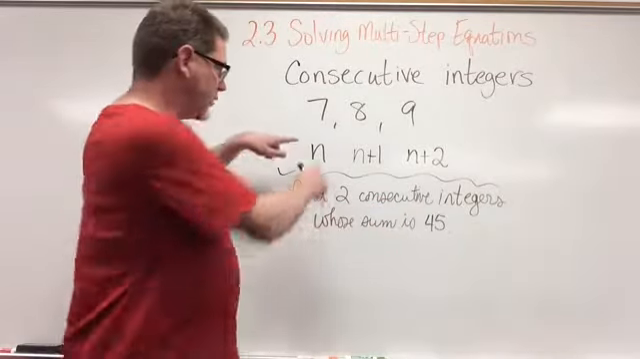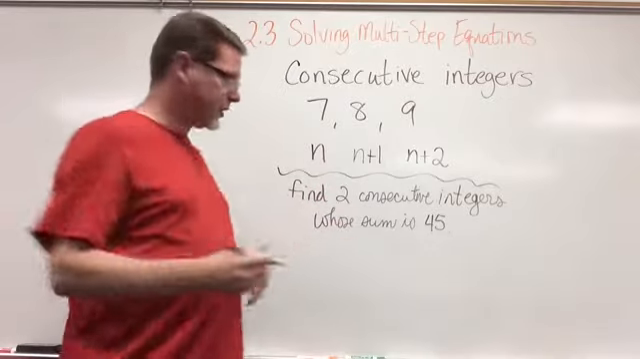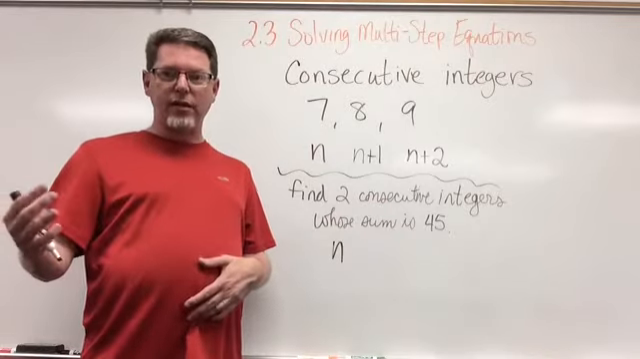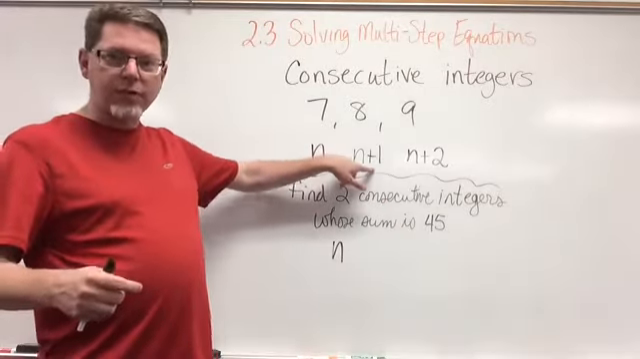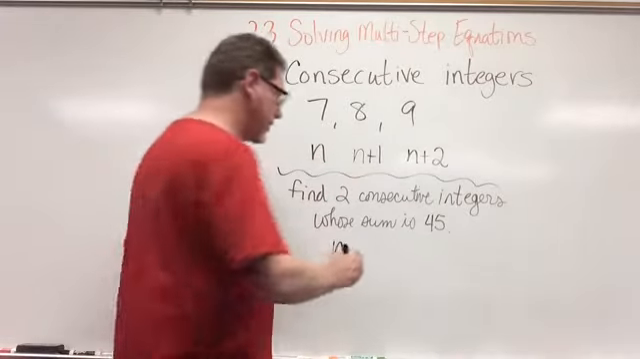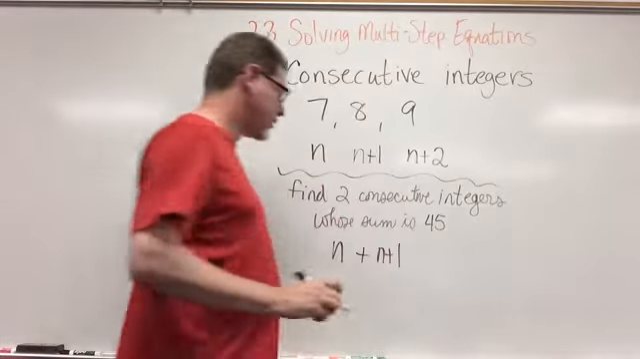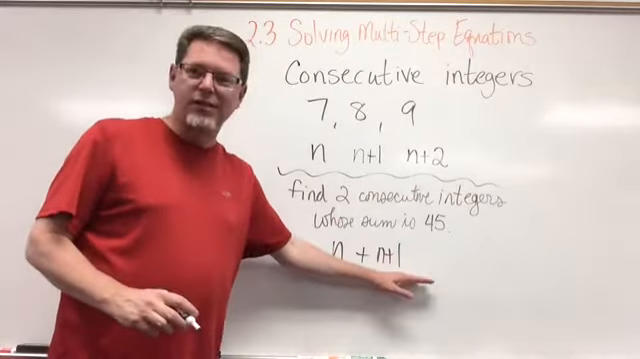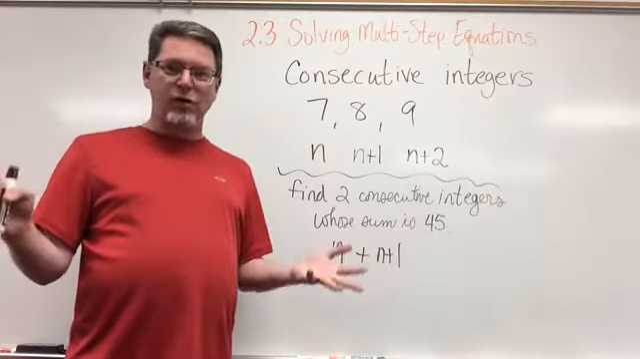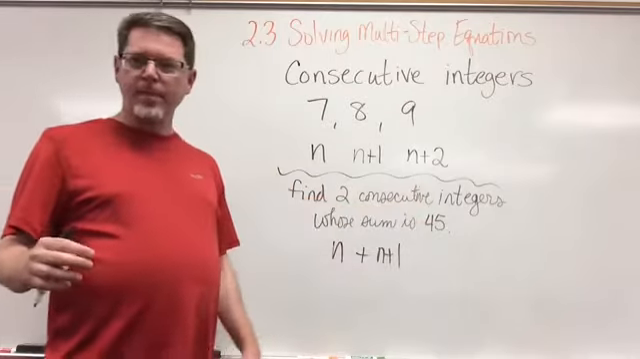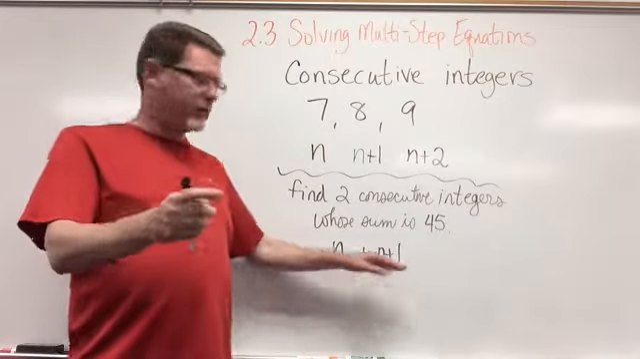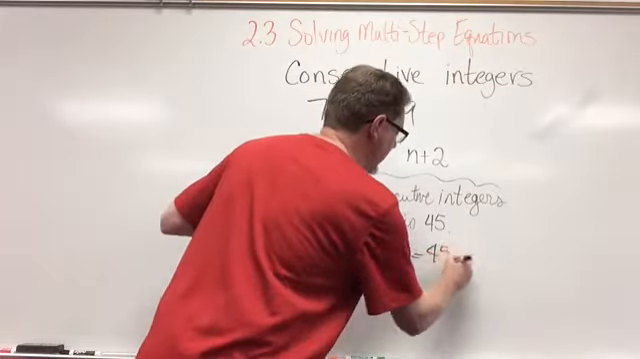Well, the first integer is going to be n because that's the first integer. I don't know what it is, so it's n. Okay? The second integer we already figured out is n plus 1. So I have to add the first integer, which is n, to the second integer, which is n plus 1. So I've got the first integer n plus n plus 1, which is the second integer. Now what a lot of people want to do is just take n plus 1 equals 43. That doesn't work. Or 45. Okay? It's got to be the first integer, which is n, plus the second consecutive integer, which would be n plus 1. And that equals 45.